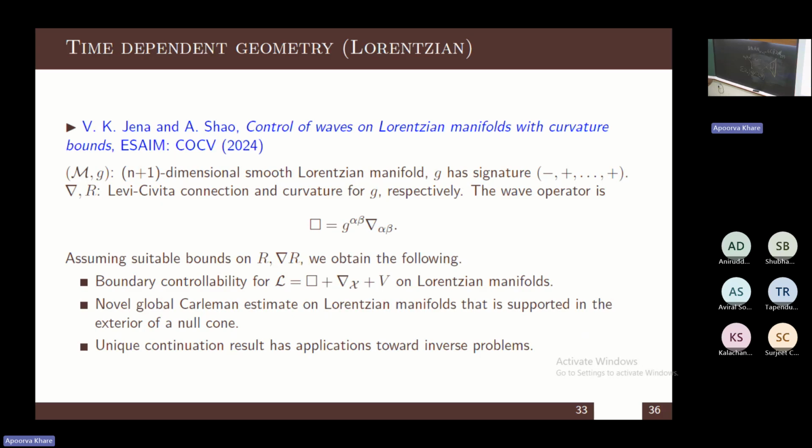So you have a smooth Lorentzian manifold (M, g), and ∇ and R are the connection and curvature for g. Then you consider a wave operator of this type. You can either think of it as a wave operator on a Lorentzian manifold, or just think of it the way that I have written here: a general second order hyperbolic operator, where g depends on both t and x. There are some bounds we assume on R and ∇R. Under those assumptions, we get boundary controllability for these kinds of operators. This is done by getting a Carleman estimate for the Lorentzian manifold that we have assumed. And again, the control regions lie outside the null cone that we showed.